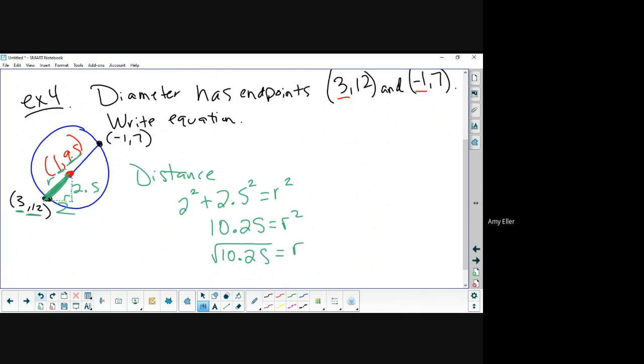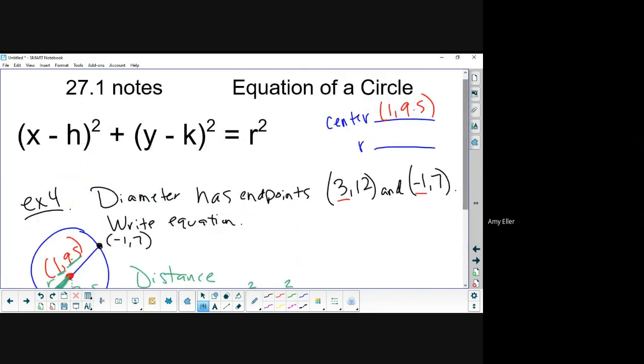Questions on the distance, which is finding the distance or the radius. The radius is root 10.25. Let me go back up here where I'm organizing my information. My radius is root 10.25.